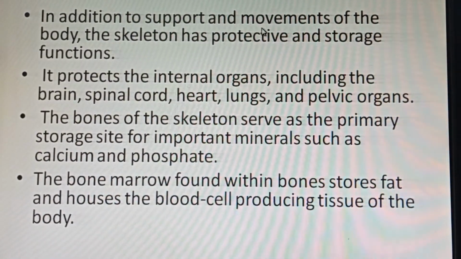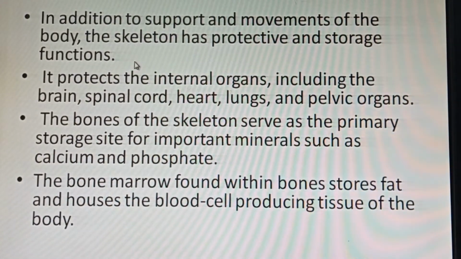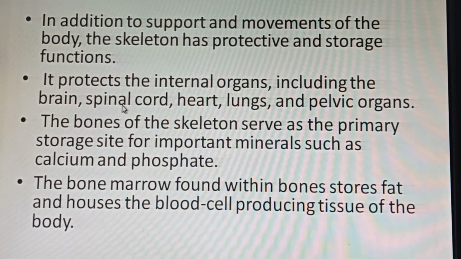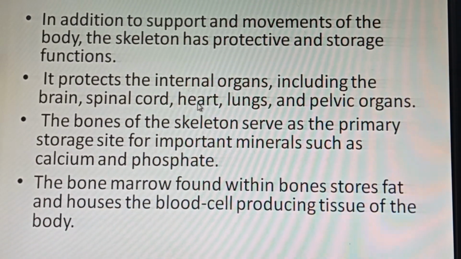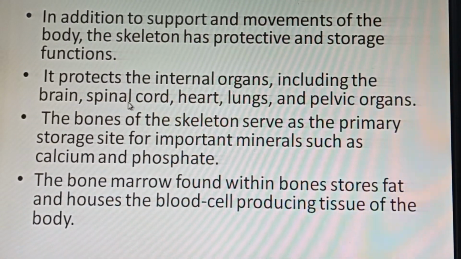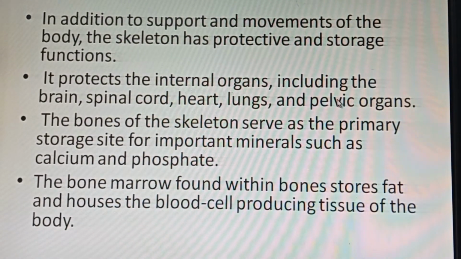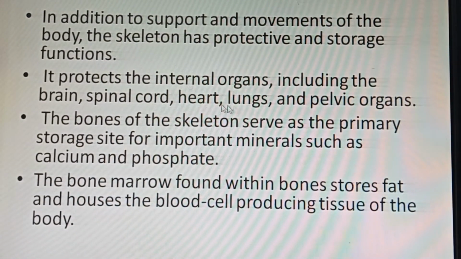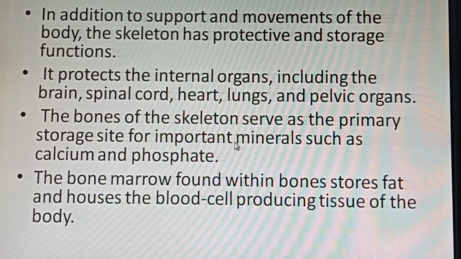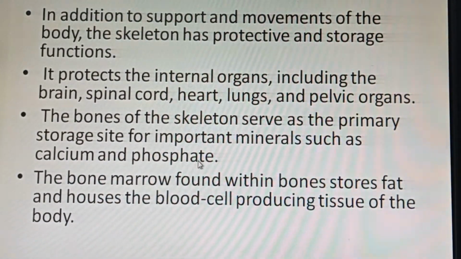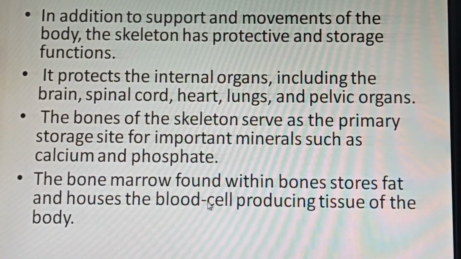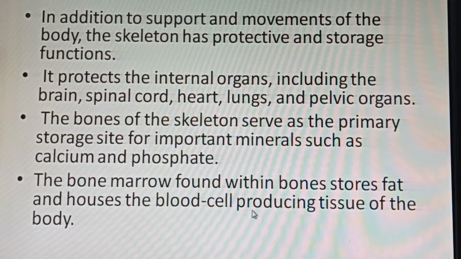In addition to support and movement, skeleton has protective and storage function. It protects the internal organs, brain and spinal cord, heart, lungs, pelvic organs. Thoracic cage protects heart and lungs. Skull protects brain. Vertebral column protects spinal cord and the pelvic girdle protects the pelvic organs. So its function is to protect the internal organs. Bones is a storage house for important minerals such as calcium and phosphate. In bone marrow, cells are formed like white blood cell, red blood cell, platelets.